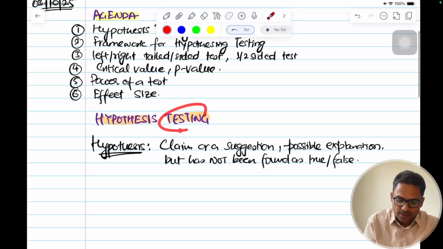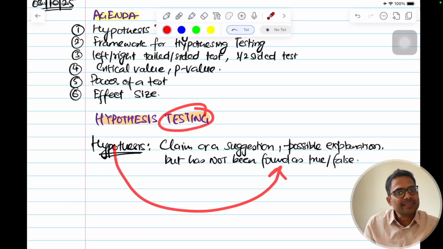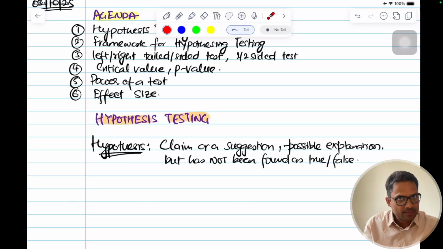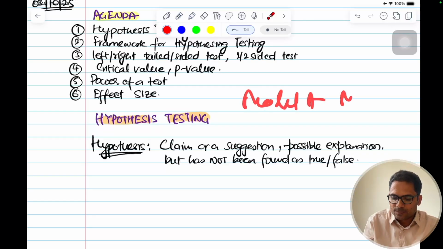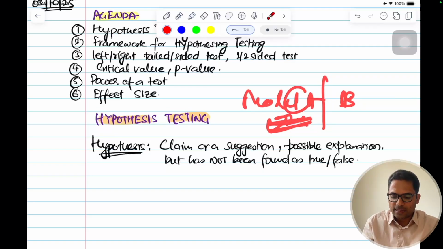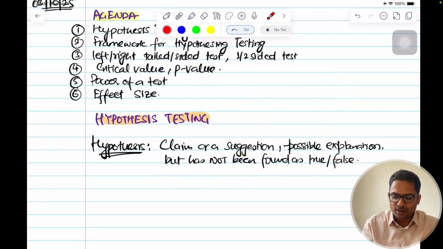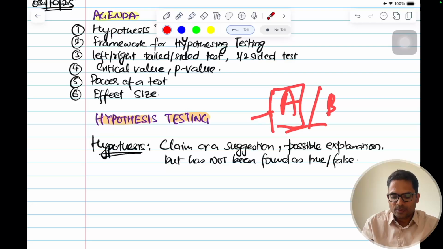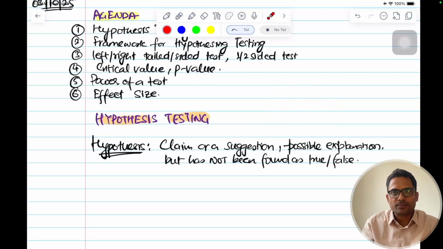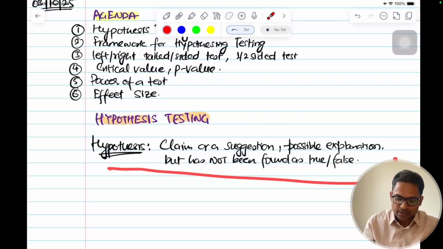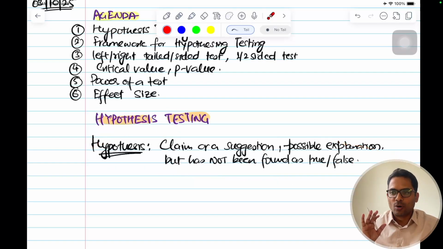And testing we know. Since it has not been tested yet, we'll test the claim. Whether model A is better or model B is better. So I say model A is better. But this is just a hypothesis, and then we'll collect data for both the models, and finally on the basis of data, we'll find out whether the claim that I'm making, model A is better than model B, holds or not. So that's hypothesis testing in a broad way.